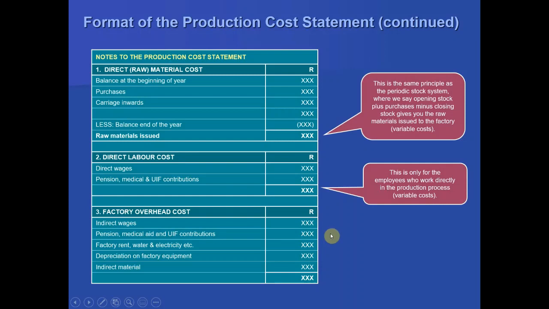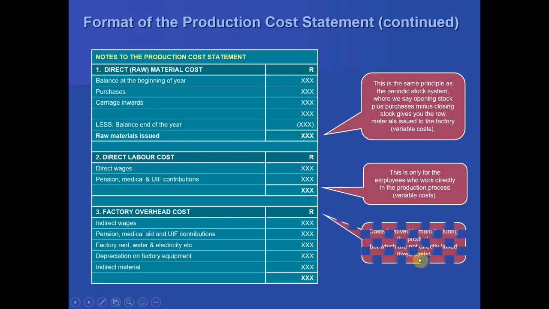Then thirdly, we have the factory overhead cost note, and that is the cost involved in manufacturing the product, but which are not directly linked. In other words, the fixed costs, so the direct labor costs here, the variable costs. Now the factory overhead costs, we know it's the fixed costs. So it's the indirect wages, the pension, medical aid, and UIF contributions related to the indirect wages, those that are not directly involved in the production of the product, but indirectly. Factory rent, water, electricity, depreciation on the factory equipment, indirect material. Add all of it up to get the total to be transferred to the face of the production cost statement.